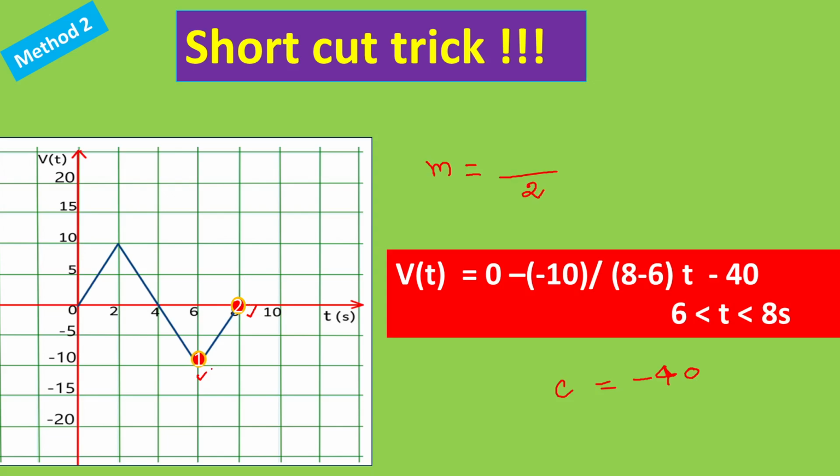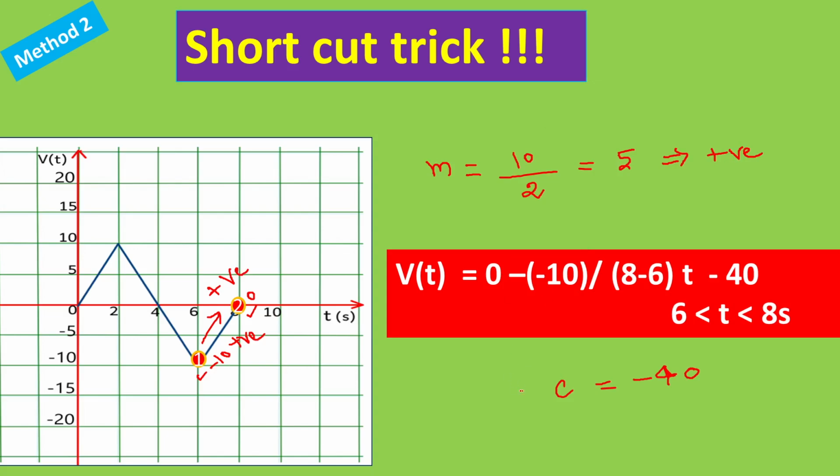Similarly, this value changes from minus 10 to 0, isn't it? Y value minus 10 to 0. So minus 10 to 0 means 0 minus of minus 10, so it is plus 10. So that is equal to 5. The M value is a positive one as it is moving upwards. So this is a positive value M.